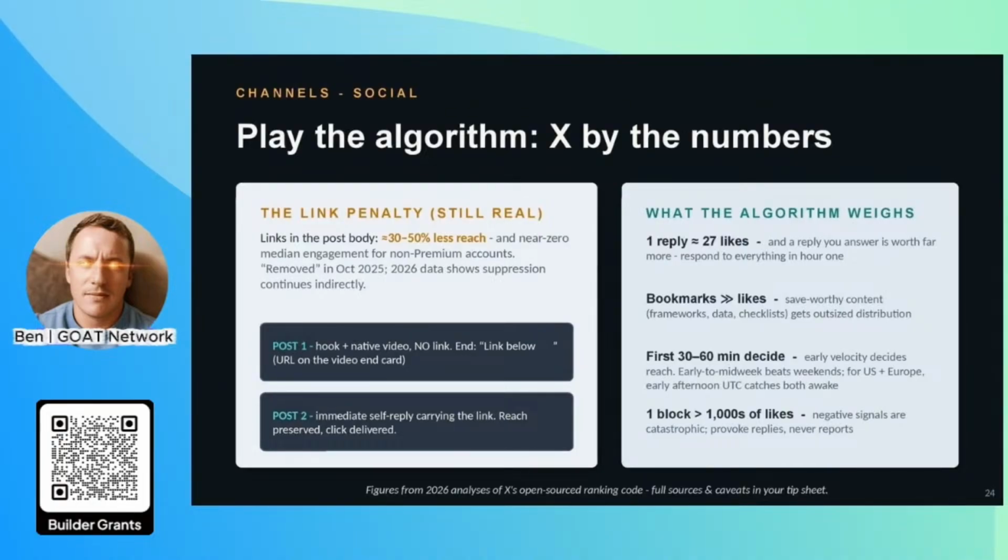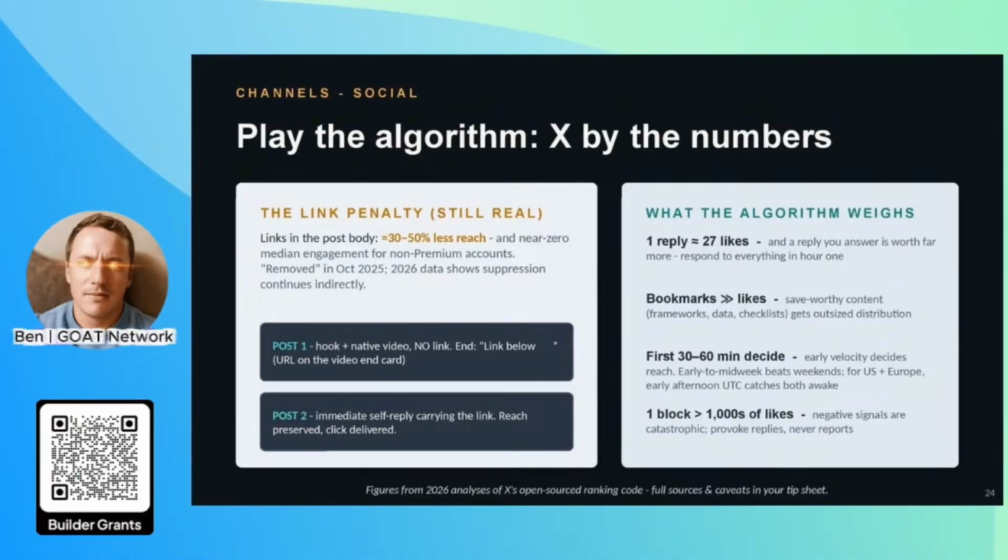X announced that this had been removed at some point last year, but the data from this year suggests that that kind of suppression of posts with links in it still very much continues to this day. It's just more indirect. But the general principle, very much, is that you pay for a premium account because it makes a huge difference with the algorithm in general. But yeah, just don't include links in the first post.